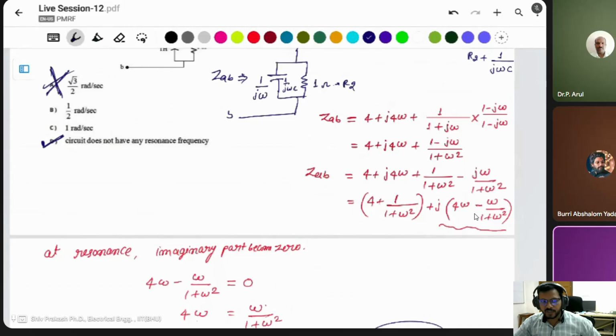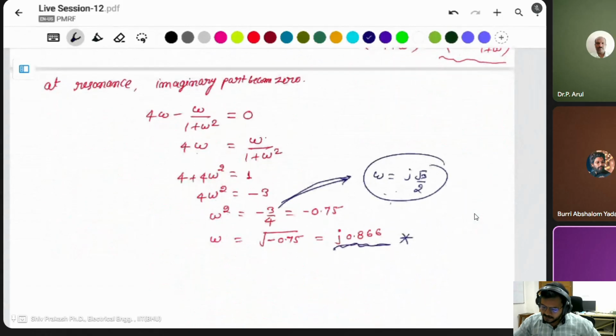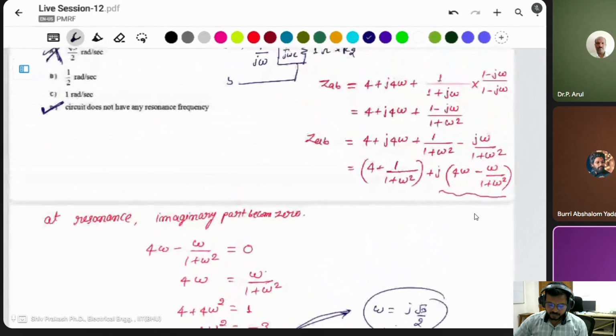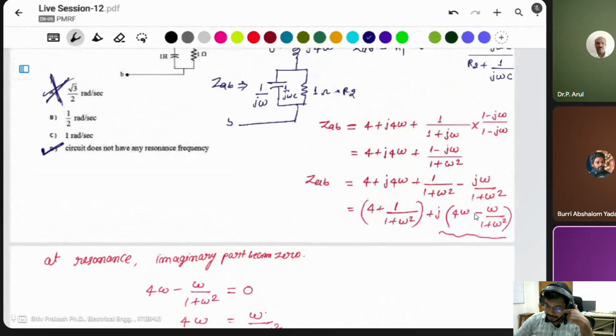You have to be careful about that. If there is a real term and no imaginary term, that means there is a resonance frequency. But here it is an imaginary term. That's why this is not a resonance frequency. No real value.